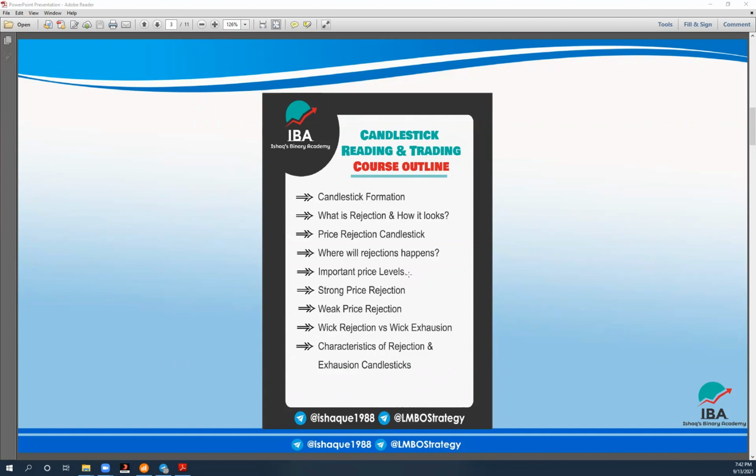And then weak rejection with exhaustion. Sometimes there is a rejection, but it is not really a rejection, it is an exhaustion. How to understand and differentiate rejection and exhaustion within the candle: which is the candle rejection and which is the candle exhaustion, to understand and then take the decision for trading. And then we will understand the characteristics of rejection and exhaustion.